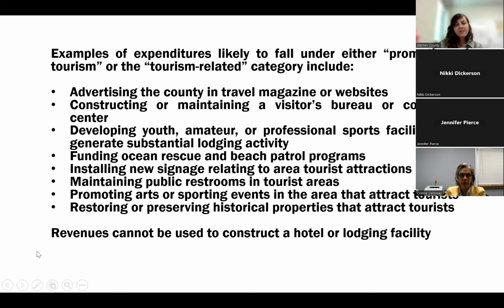tourists. The one thing that the legislature says you cannot use these funds on is to construct a hotel or lodging facility. So the TDA cannot use this money to then go build a hotel. That's not allowed.